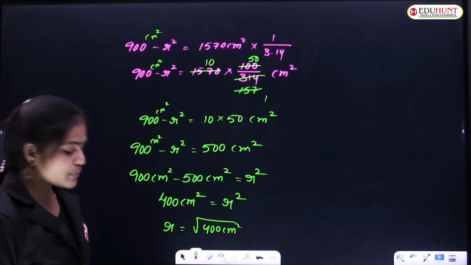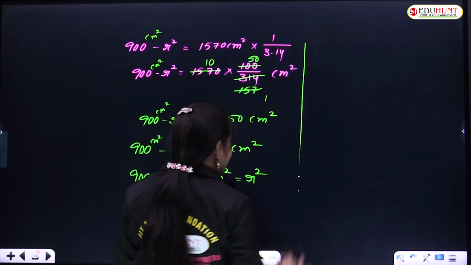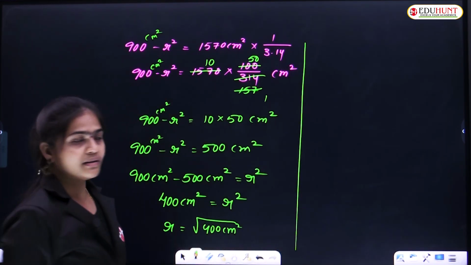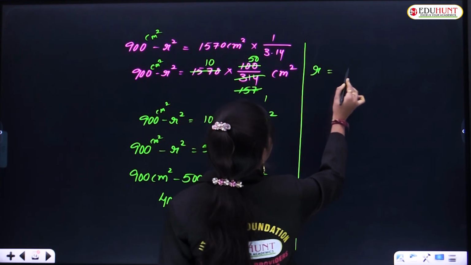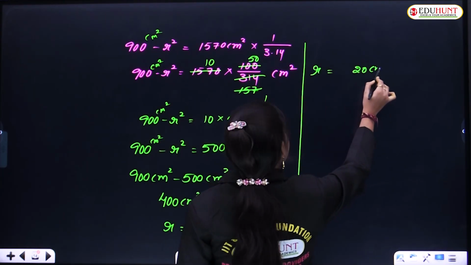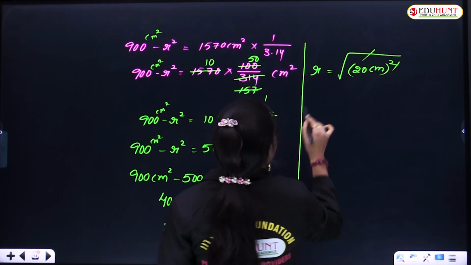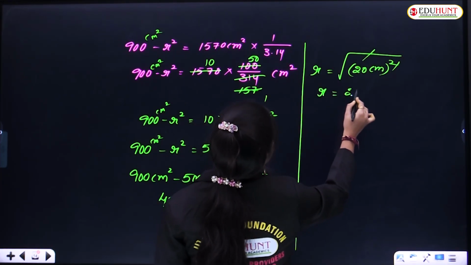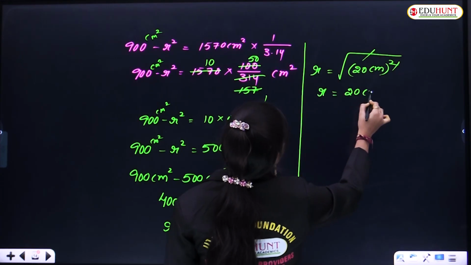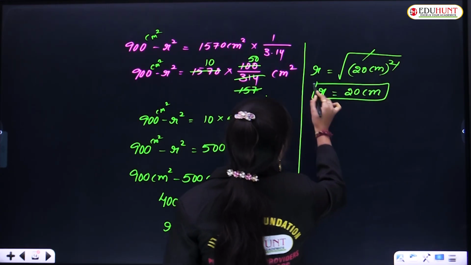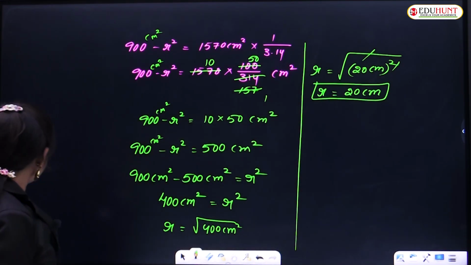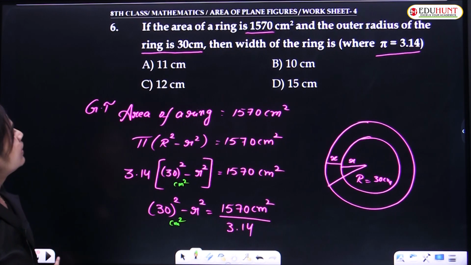400 is a perfect square, so what is the square root? R is equal to 20 centimeters whole square, and here square and square root get cancelled. Finally, small r is equal to 20 centimeters. Now what do we need to find out here?